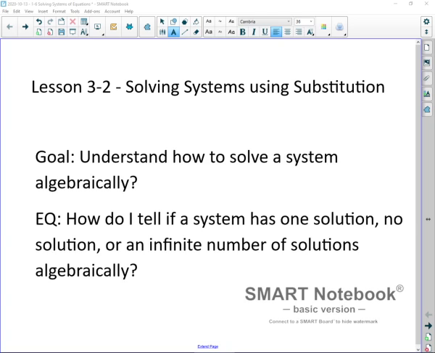And overall our goal for any sort of system of equations is to understand what is the solution, and then how do I tell how many solutions there are, right? Because we could have a situation where there's absolutely no solution, right? We could have a system of equations that has only one solution. We could also have a system of equations that has an infinite number of solutions. So one of the things we're going to be talking about is how to determine that, and what that looks like when I'm just working algebraically.